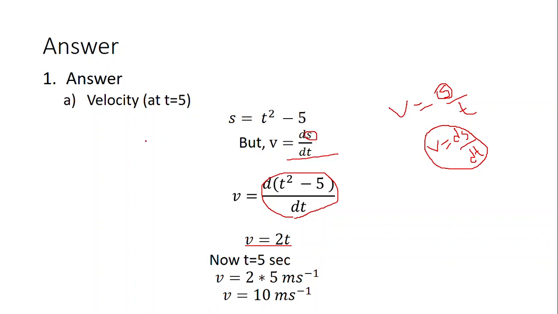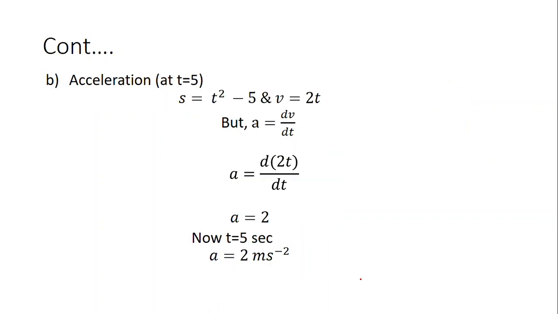Now our question is, you need to find out the velocity at t equal to 5 seconds. So you need to multiply 5 with 2, so it becomes 10 meters per second. This is the velocity, the answer for this question.